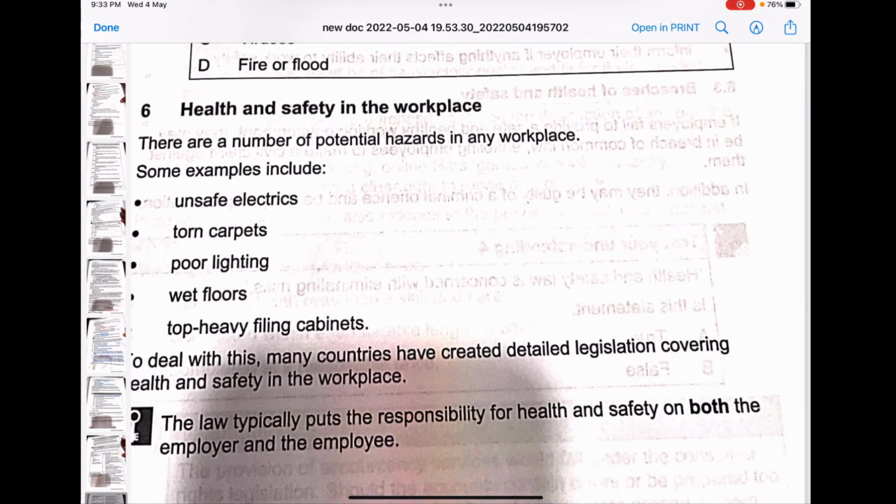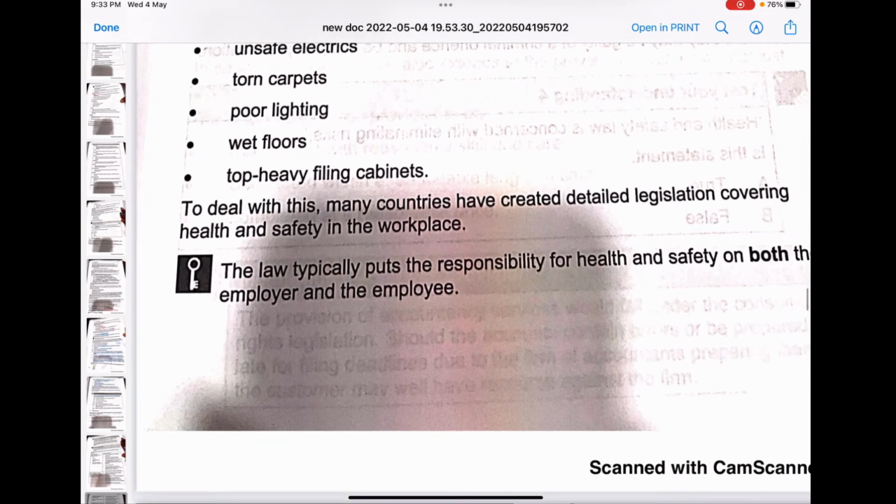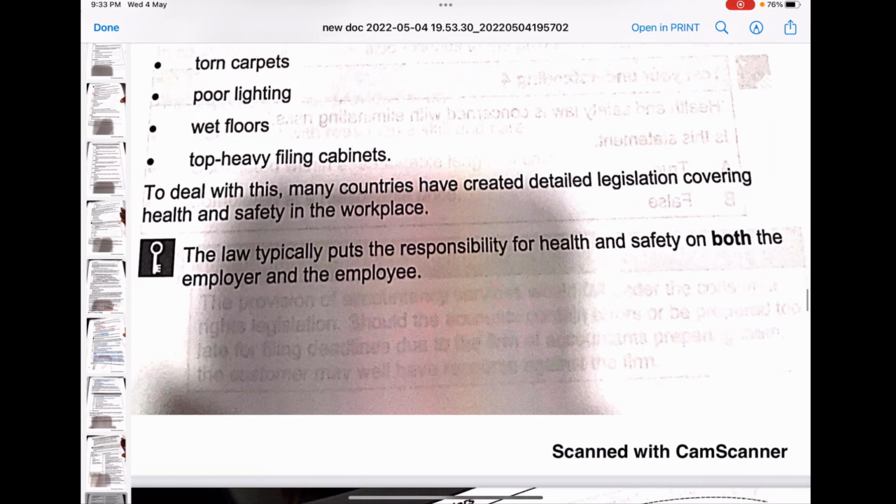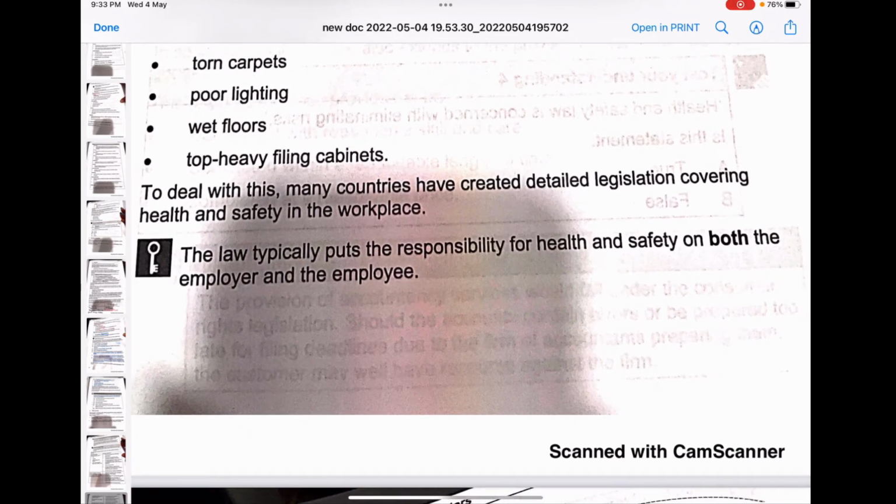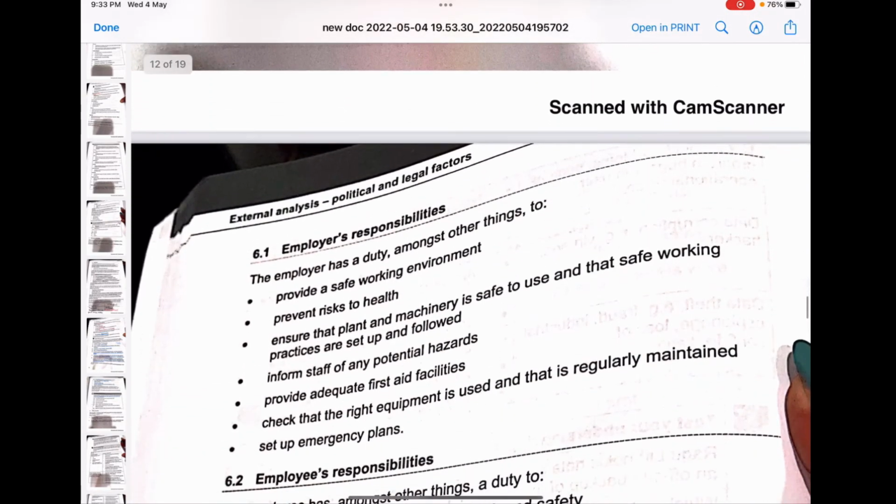Health and safety in the workplace. There are a number of potential hazards in any workplace. Some examples include unsafe electrics, torn carpets, poor lighting, wet floors, top heavy filing cabinets. To deal with this, many countries have created detailed legislation covering health and safety in the workplace. The law typically puts the responsibility for health and safety on both the employer and the employee.